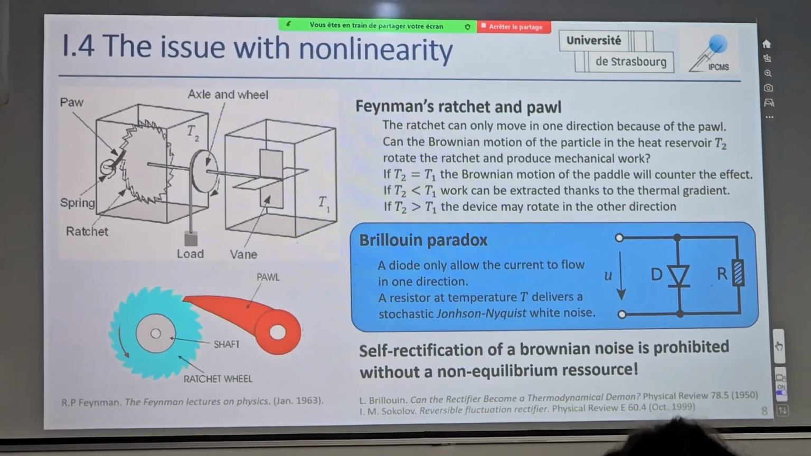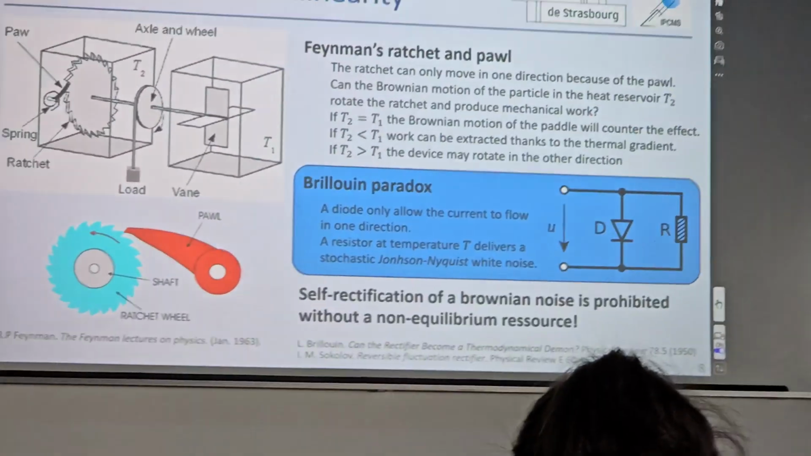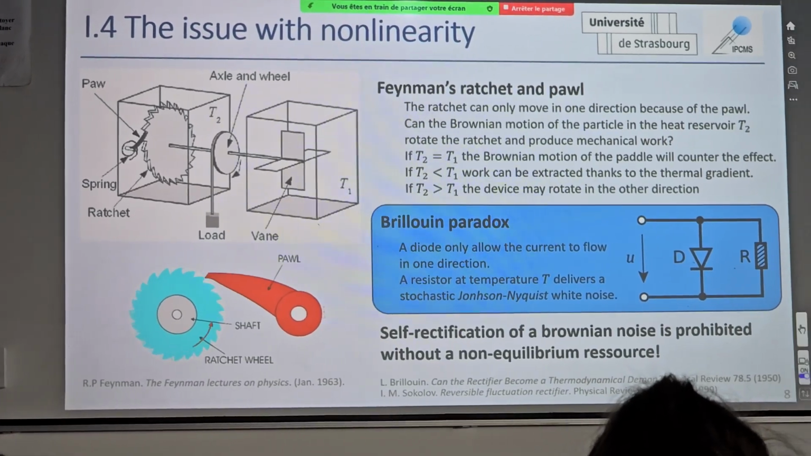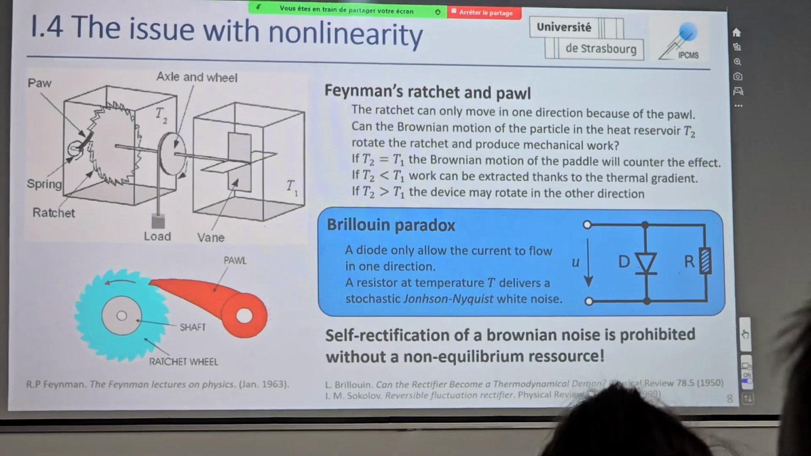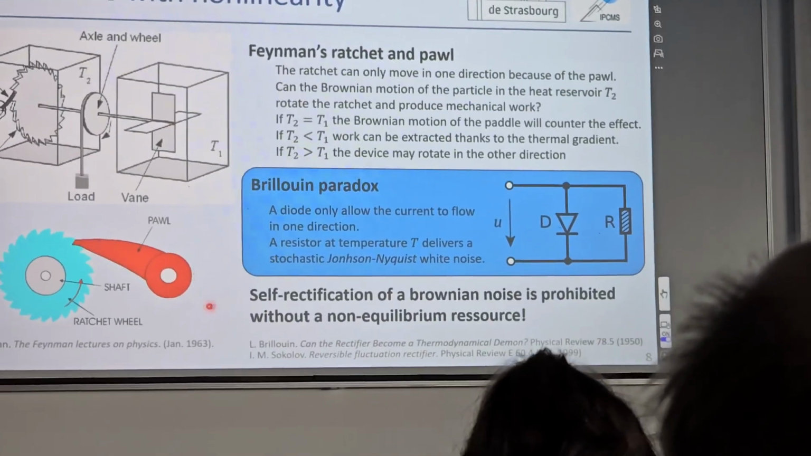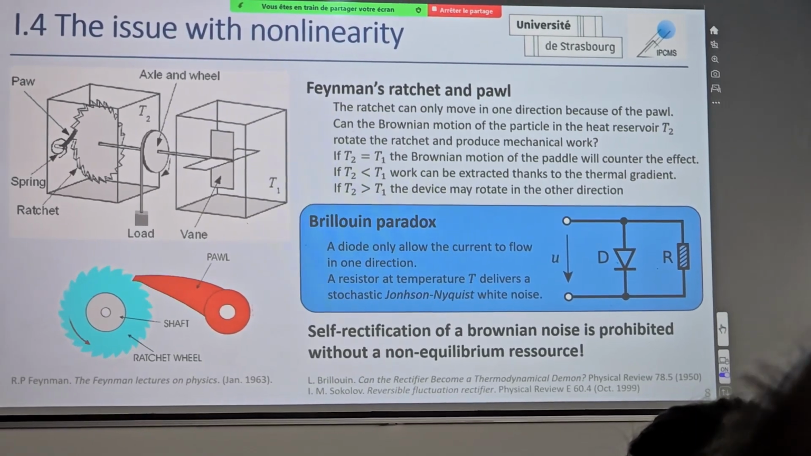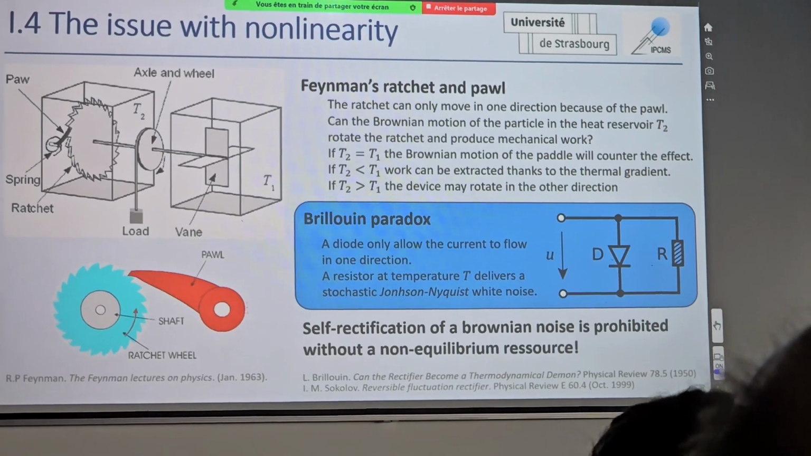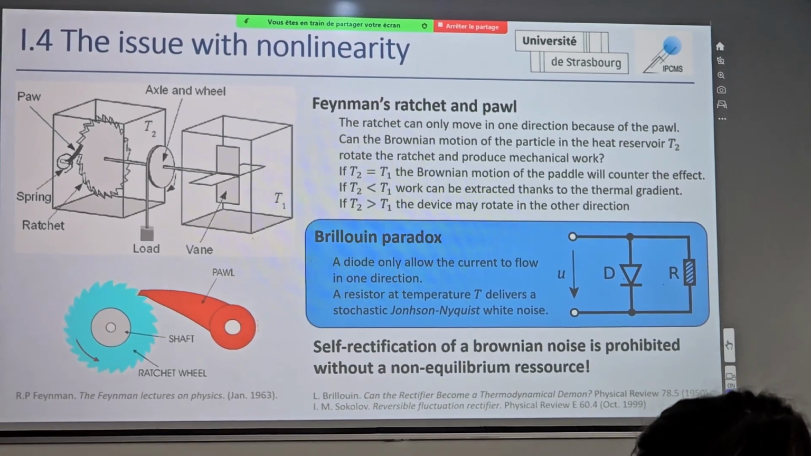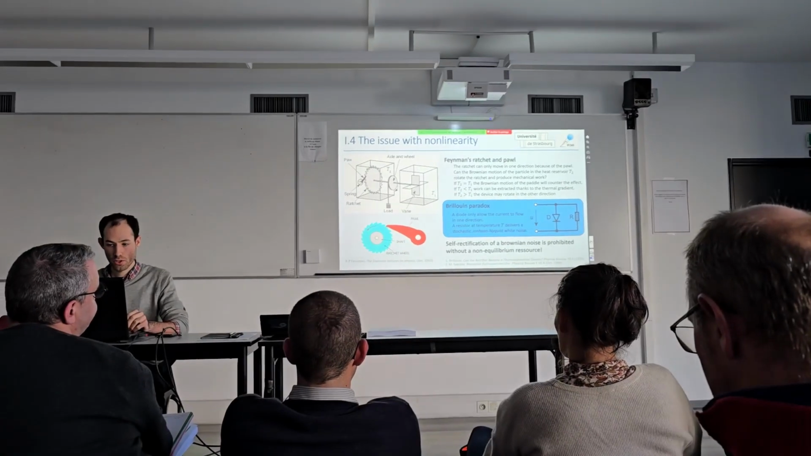And then, related to this issue of Maxwell's daemons, the issue of nonlinearity, well illustrated by Feynman's Ratchet and Pawl in his lectures on thermodynamics. And so, to illustrate this law, Feynman considers a ratchet that is able to rotate only in one direction because of the pawl. And so he asks this question: can the thermal motion of the particles that embed this ratchet, called the Brownian motion, be used to rotate the ratchet and produce mechanical work?